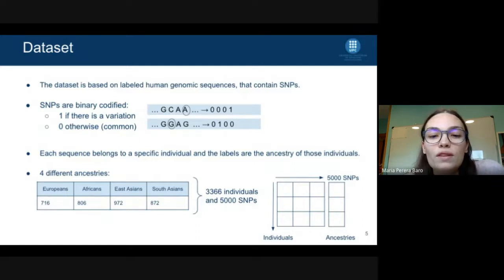And the dimension of the dataset is 3,366 individuals and 5,000 SNPs. And here we can see a simulation of the dataset where each individual has 5,000 SNPs and is from a particular ancestry.